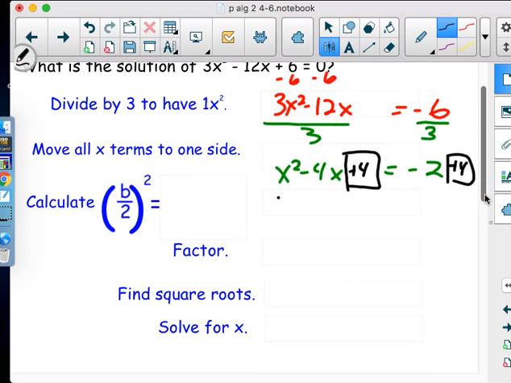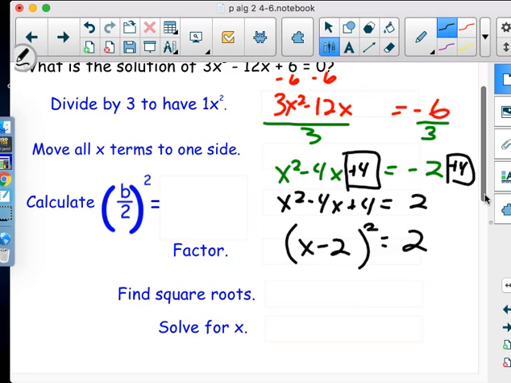So we would have our x squared minus 4x plus 4 equals 2. And yeah, I know you're already factoring and everything. What did you put in the parentheses when you factored? X minus 2, right. Take the square roots. So x minus 2 equals plus or minus the square root of 2.